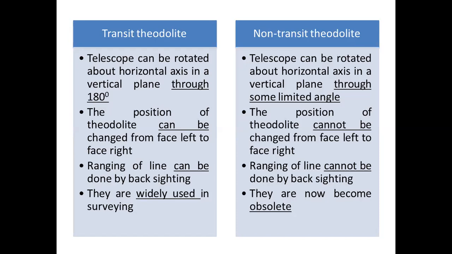The position of the theodolite can be changed from face left to face right. In a non-transit theodolite, the position cannot be changed. The third difference is that ranging of a line can be done by backsighting. Here, the ranging of a line cannot be done by backsighting, right? And transit theodolites are widely used in surveying, and non-transit ones have now become obsolete.